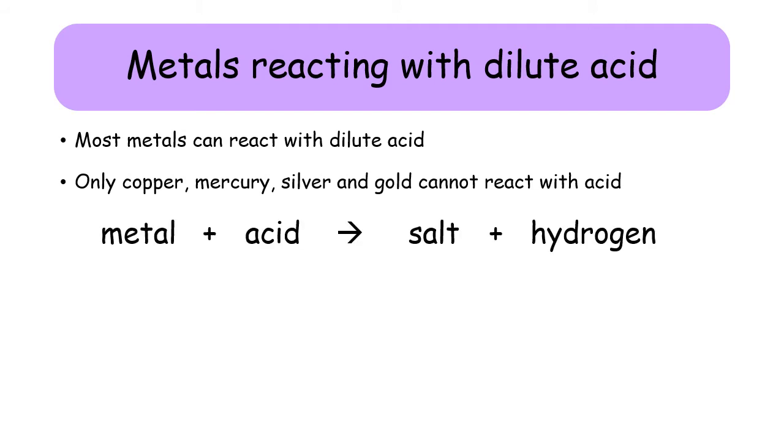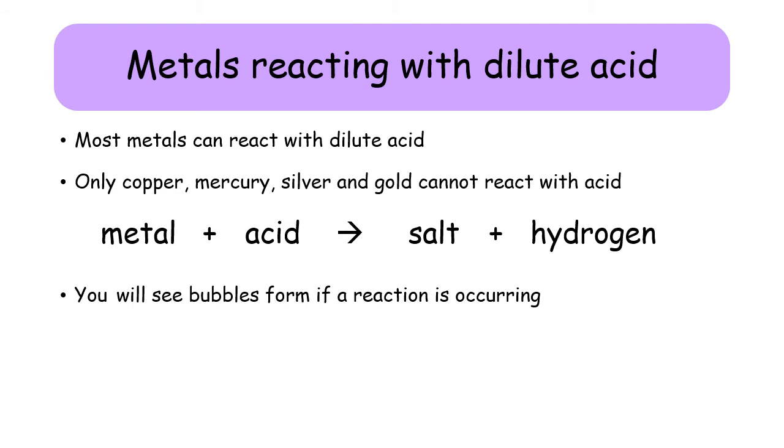Now, the equation for metals reacting with acid is that a metal plus acid forms a salt and hydrogen. This is very similar to the sorts of equations we had in Unit 1 for acids reacting with alkalis, where we had a salt and water. The difference here is because it is a metal, rather than water forming, we're forming hydrogen gas. So because hydrogen is a gas, you will see these reactions bubble if the metal is reacting with the acid.